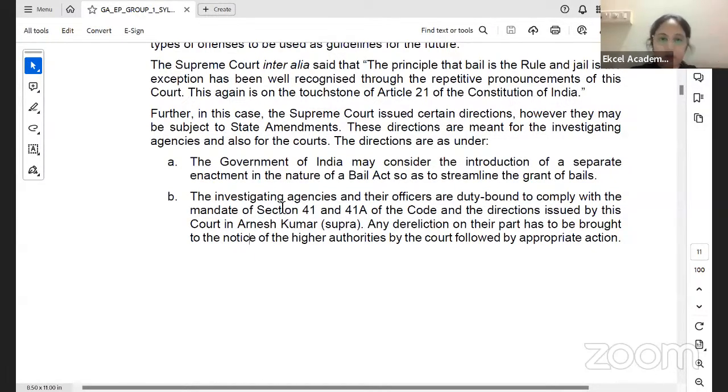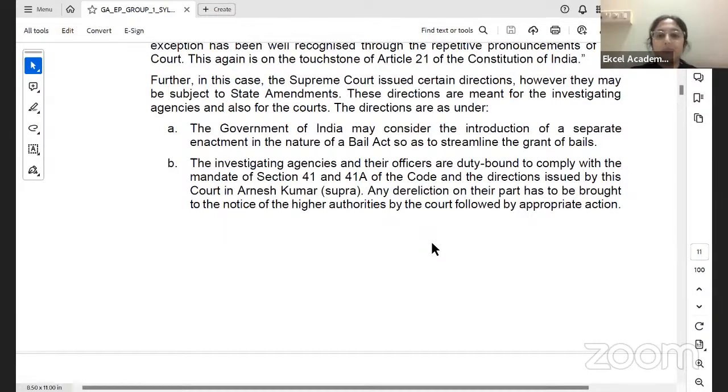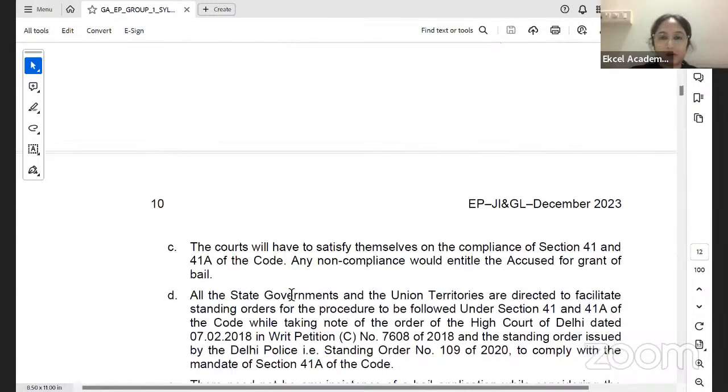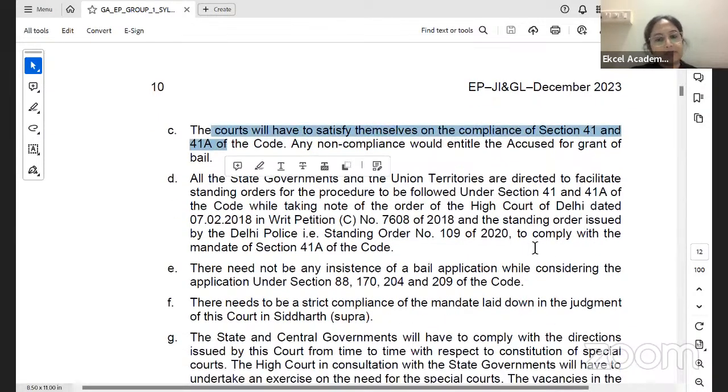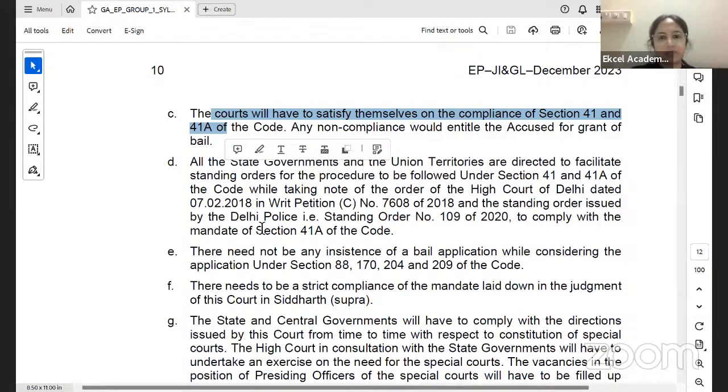So whether you are a court, a police officer, or in any investigating agency, you have to keep 41 and 41A in mind. Any dereliction on their part, that means if you divert or don't respect that, has to be brought to the notice of the higher authorities. You can give a complaint if they are not following 41A. Then the courts will have to satisfy themselves on the compliance of 41, so the court also should see to it that 41 and 41A are followed, and any non-compliance would entitle the accused to the grant of bail. If you don't follow 41A, the accused can immediately be granted bail.